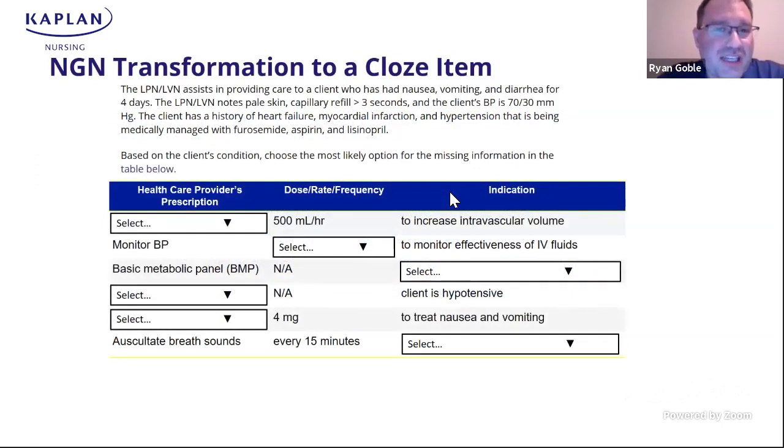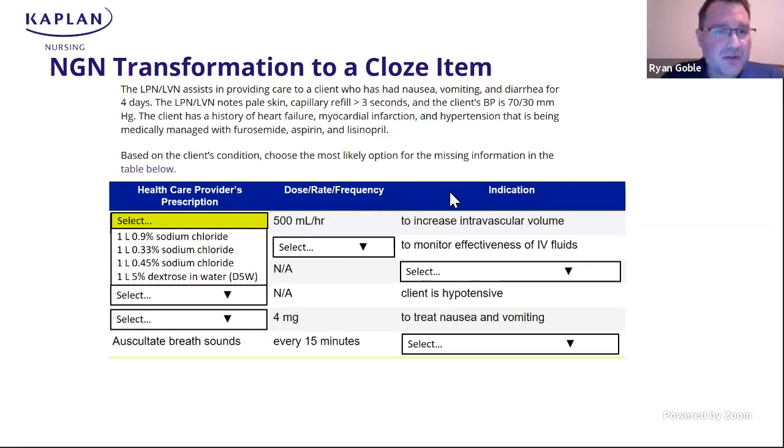Here you see that we took it and we turned it into a cloze item. We added some more information. We didn't tell the student that the client is in shock, but they should have been able to analyze the cues, recognize the cues to determine that the client is in hypovolemic shock. Nausea, vomiting, and diarrhea for 4 days, pale skin, delayed capillary refill, history of heart failure, myocardial infarction, and hypertension that's being medically managed with furosemide, aspirin, and lisinopril. Blood pressure is 70/30. The student should be thinking hypovolemic shock.